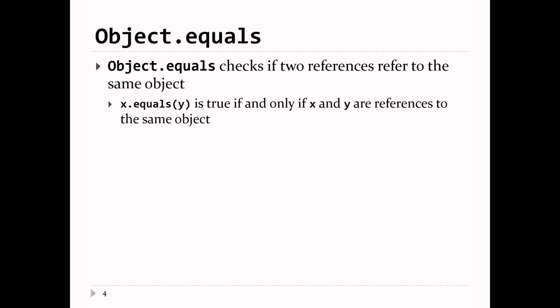So Object's equals checks if two references refer to the same object. You might see this referred to as equality of identity. So are the two objects the same object? And that means x.equals(y) is true if and only if x and y are references to the same object. It's basically the same thing as saying, is p equal to p?